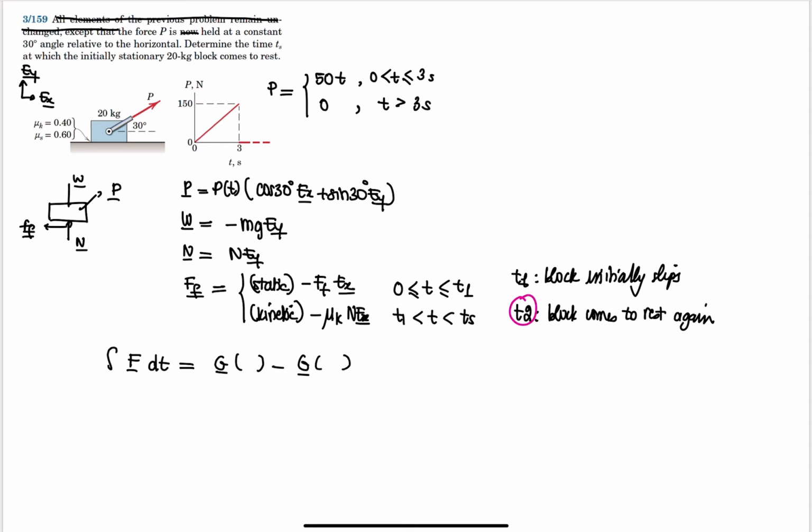Should we integrate between 0 and T1, 0 and Ts, or T1 and Ts? Well, if I integrate between 0 and Ts, I know that G at Ts is, well, Ts is when the block comes to rest again, so G, which is mv, at Ts is going to be equal to 0. And G is initially 0 because the block starts from rest. Okay, that's fine. The integral of F dt from 0 to Ts is 0. Oops, what did I do? Undo. Okay. Now, if I integrate between T1 and Ts, what will happen?